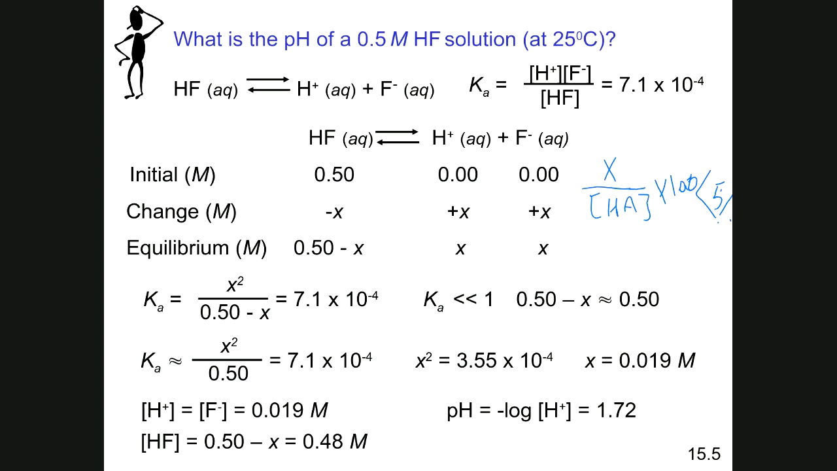If the value you find for X is a large number such that the percentage is greater than 5%, then your approximation was not valid, and you have to go back, not approximate, and solve the quadratic equation.